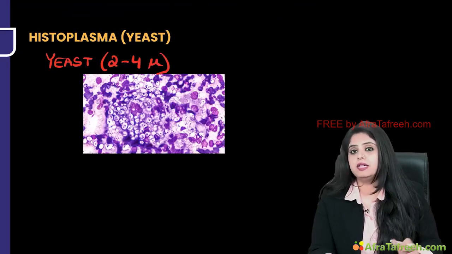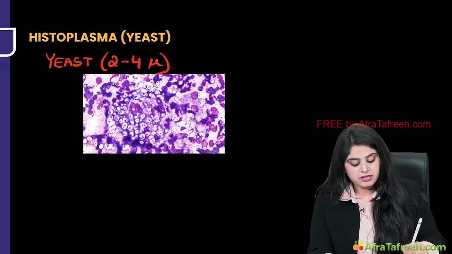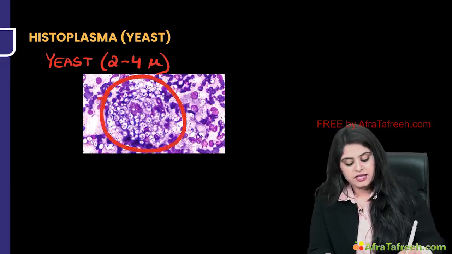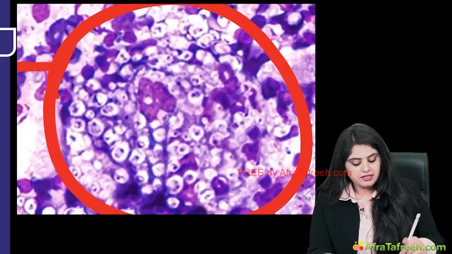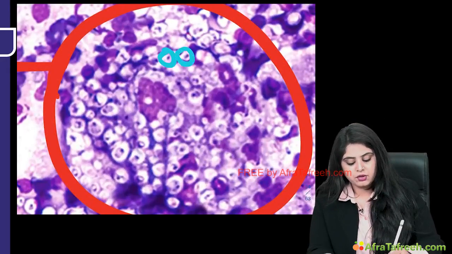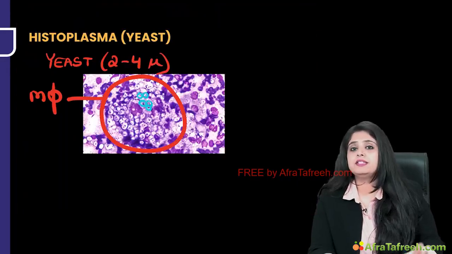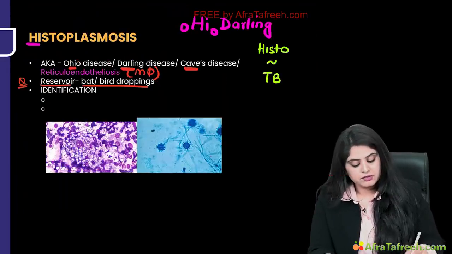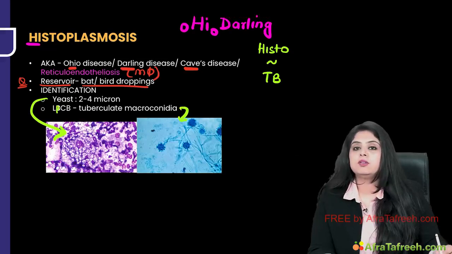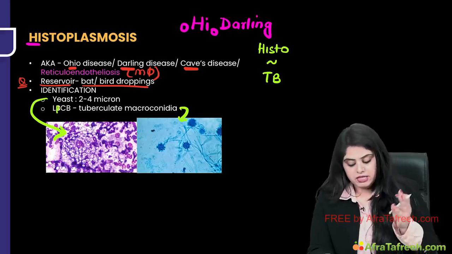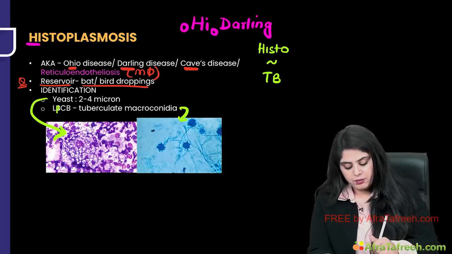Tuberculate macroconidia. What it also shows you is, can you imagine, ye bada sa cell kya hai? Ma'am, you told us it always goes into the macrophages. Yes. Inside this bada sa cell, it has this... So these are the chota wala form. These are the yeast form. So coming back, histoplasma can come to us as the chota wala form also, that is the yeast form. And on lactophenol cotton blue, it can also show me the tuberculate macroconidia. So body, heat, done. Now we go to probably.